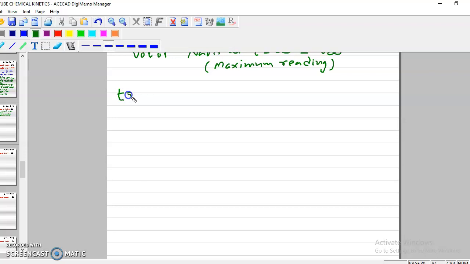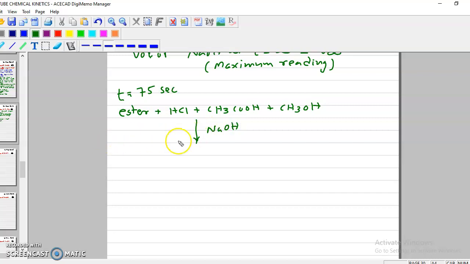For example, it is given at 75 seconds. When we want to take a reading at 75 seconds, the mixture contains ester plus HCl plus a small amount of acetic acid and a small amount of methanol. Now this mixture is titrated against NaOH, which is in a burette, using phenolphthalein as an indicator. Again at 75 seconds also, there will be a small amount of acetic acid and HCl.